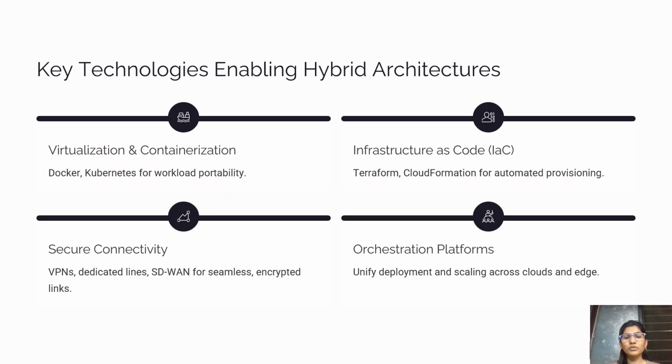Docker and Kubernetes. Likewise, infrastructure as code tools like Terraform. Security connectivity means VPN, SD-WAN, and leased lines. Automatic deployment across cloud and edge. Now move to the next slide, challenges.